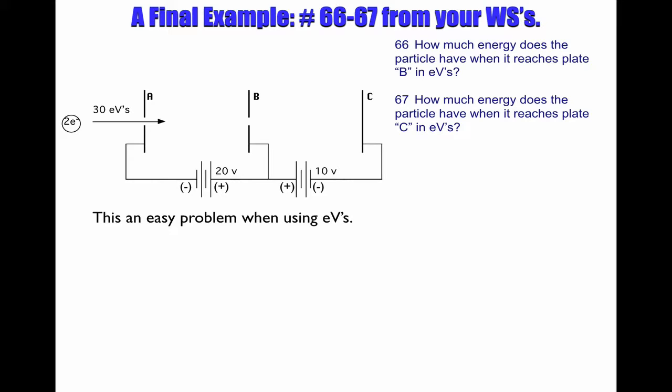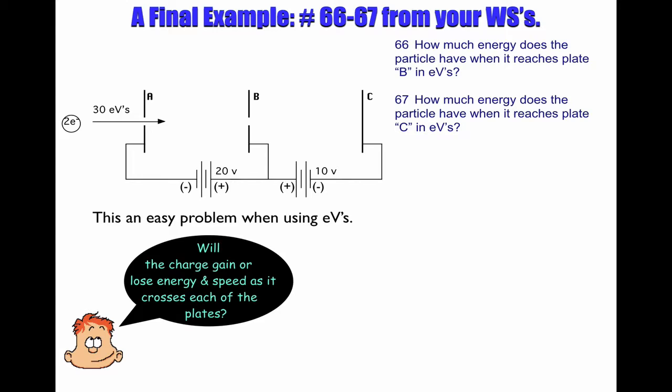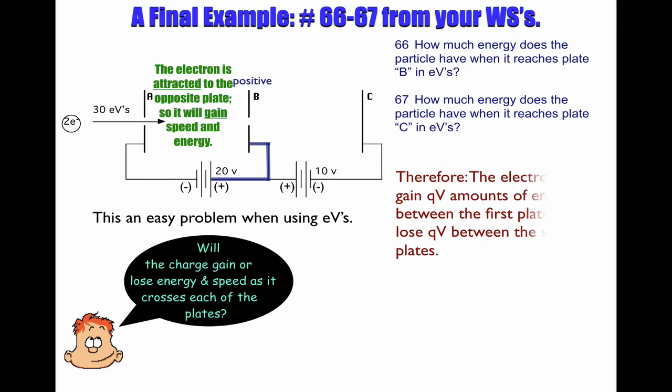So between A and B, when I look at it, I've got to figure out first, will it gain energy or lose energy as it goes across the plates? So B is positive. So it's an electron moving across towards a positive plate. Electrons are negative, so it's going to be attracted. If it's attracted, it's going to gain energy and speed. So therefore, the electron will gain QV amounts of energy between the first plate and lose QV between the second plate. But we'll get a little more into that in a moment.